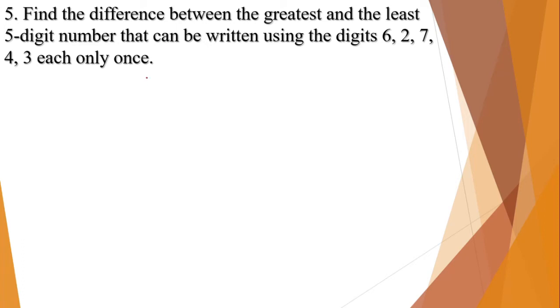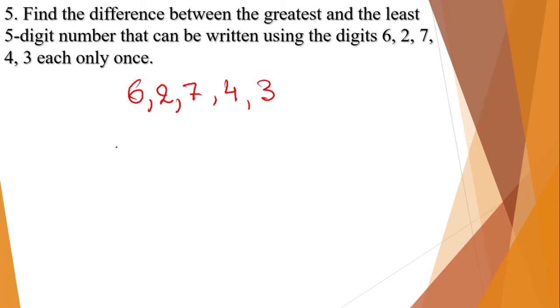Now what are the digits which we have? We have 6, 2, 7, 4, 3. Right? These are the digits which we have. Now we should find the greatest digit and the least digit. And then we should find the difference also. So difference means we should subtract them. Now to find the greatest digit, we should go in descending order. So what is descending order? From big to small. The order in which big to small goes.